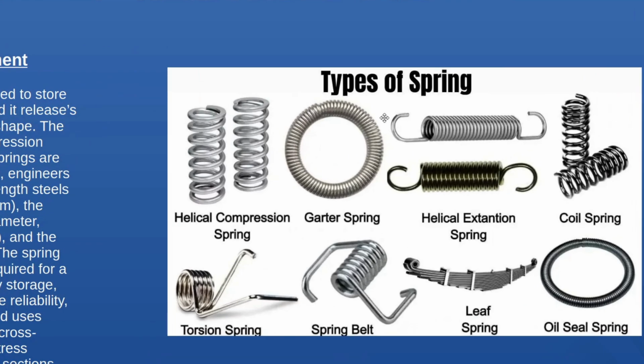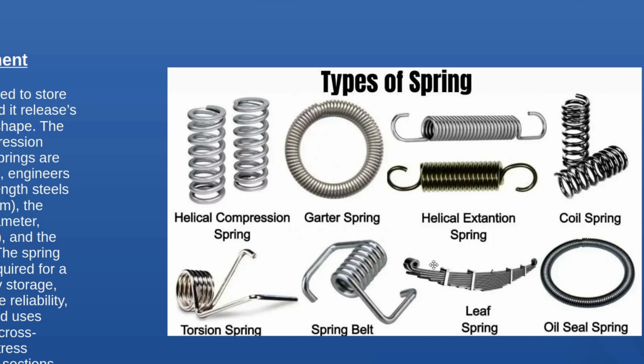When we talk about the helical compression spring, it is a coiled wire spring that resists axial loads and stores mechanical energy. The garter spring is a circular helical spring used to maintain tension in a seal or hose. The helical extension spring is a spring that stretches under load, having hooks or loops at the ends.